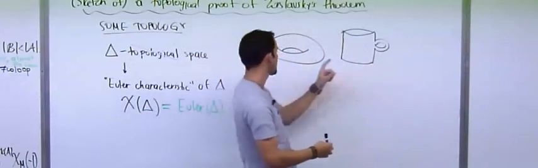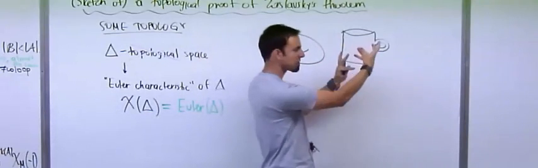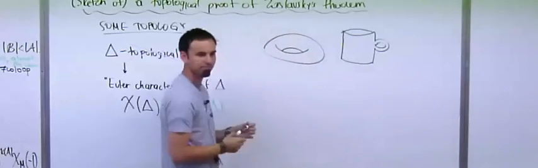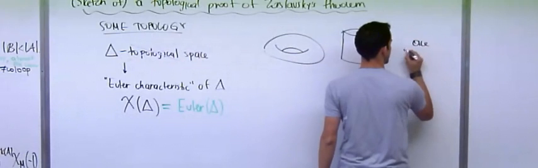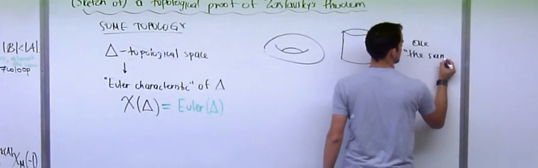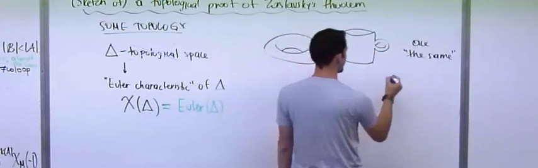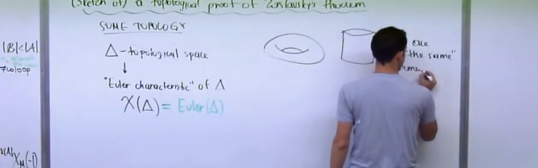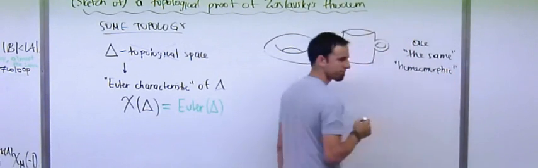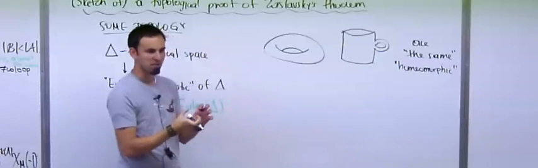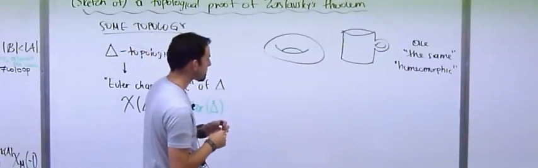This one has one hole. This one has one hole. But you can take this one, and if you make this one out of Play-Doh, you can kind of continuously morph it to get this shape. And so these two things are the same. This is the intuitive term, and the mathematical term for that is homeomorphic. It basically means that the two shapes are basically the same. They're just kind of distorted versions of each other.